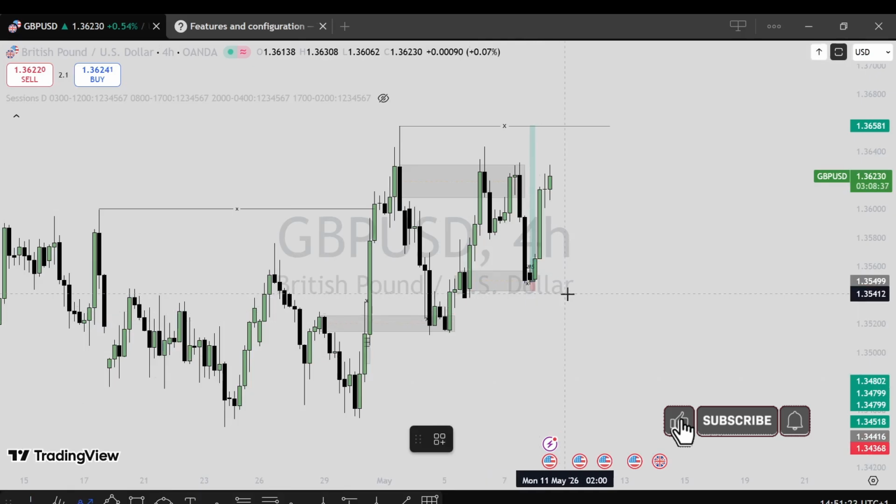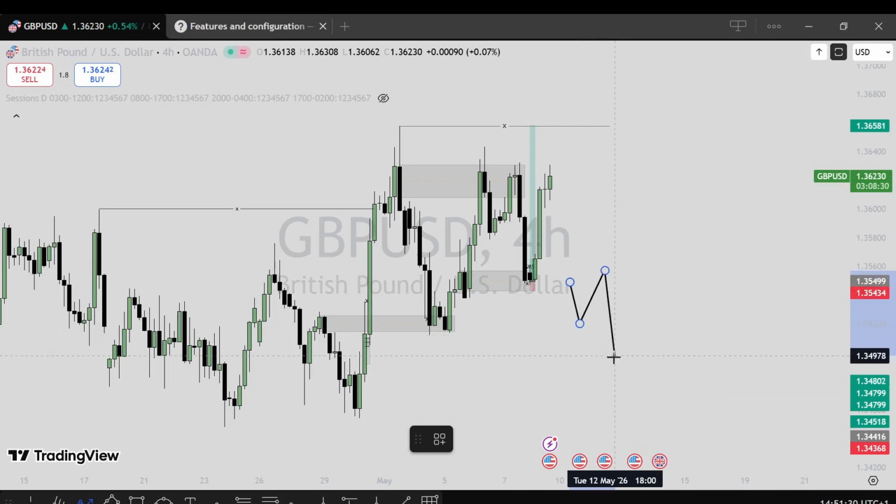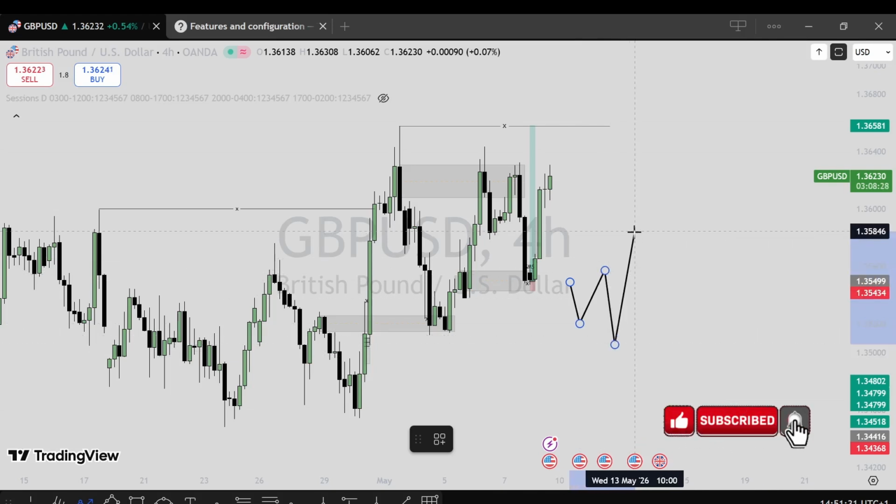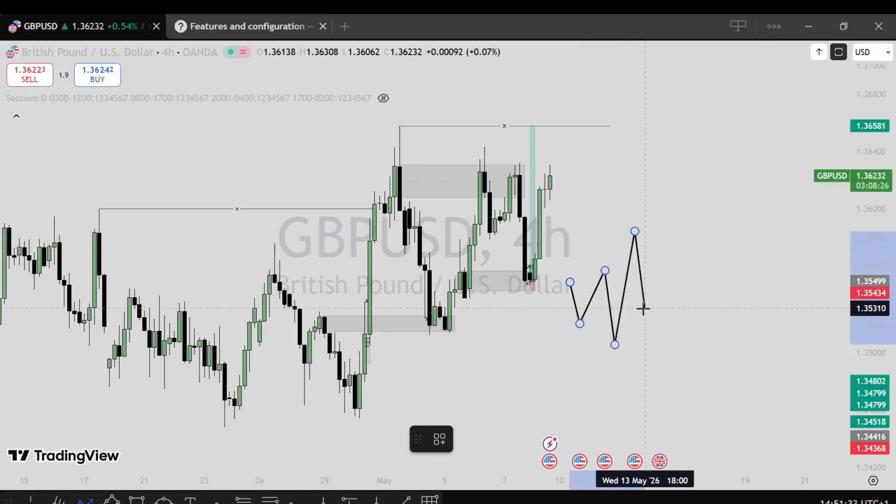So the structure I'm trying to see on the 15 minutes time frame is something like this. I'm expecting to see something like this: price coming to sweep liquidity, then a shift in market structure here, then price coming to test a PDRA right here, could be a fair value gap, another block or the rest.